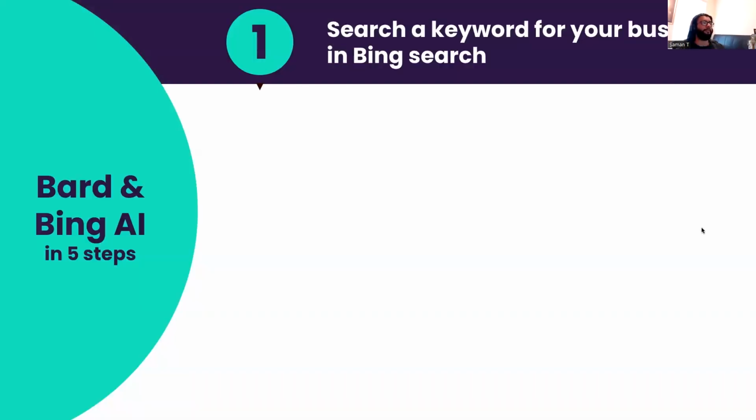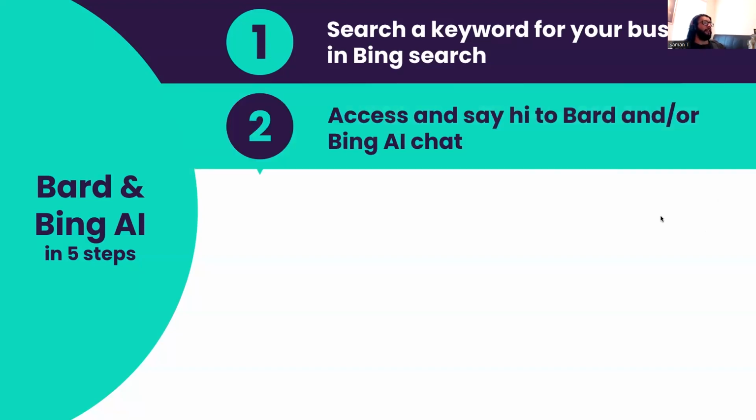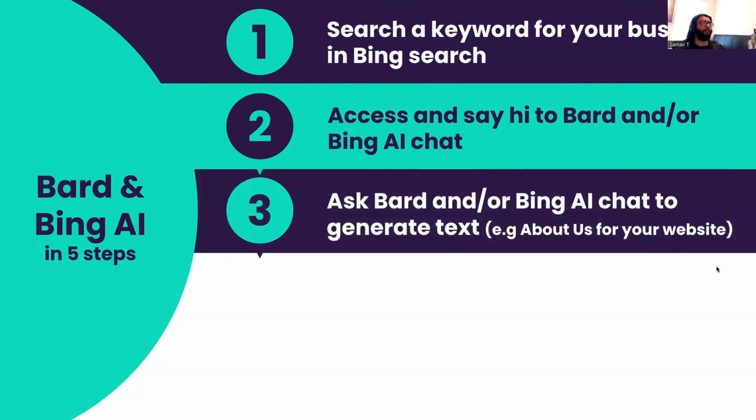We're going to be searching keywords in Bing search, similar to what we just did with Fuad's query. We want to access and say hi to Bard, or you can also do it to Bing AI chat if you have time. And then next, we're going to ask these two, either of them, because they both can do it, to create a bit of text for us. Now, what kind of text or about what, I'll leave that up to you.